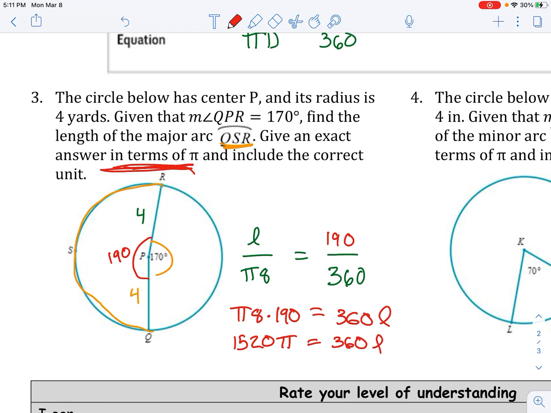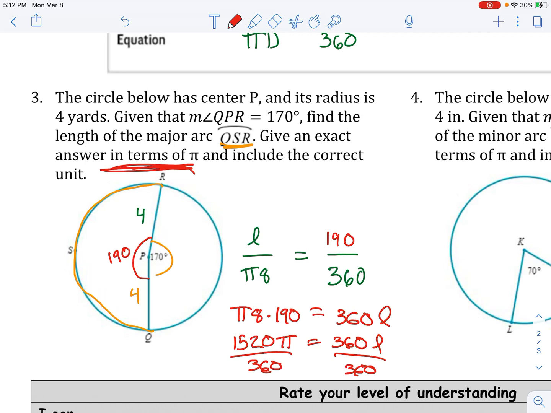That's supposed to be an L. Now I'm going to divide both sides by 360 to get L by itself. So I just need to do 1,520 divided by 360. Ooh, and I got a decimal. I can't remember what that fraction was. For some reason, I was thinking it was 14 over something. Give me a second. No, it's not. I can't remember what that fraction is, so I'm going to have to let you guys try to figure that out on your own.